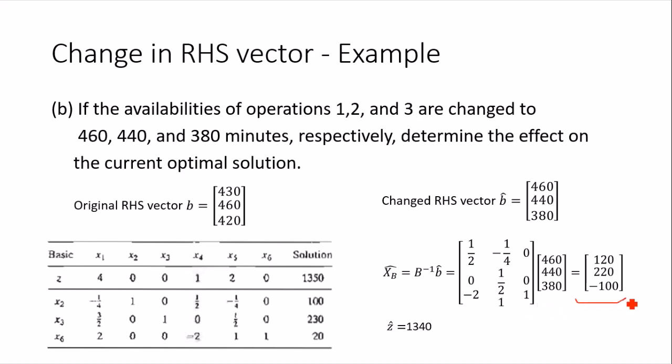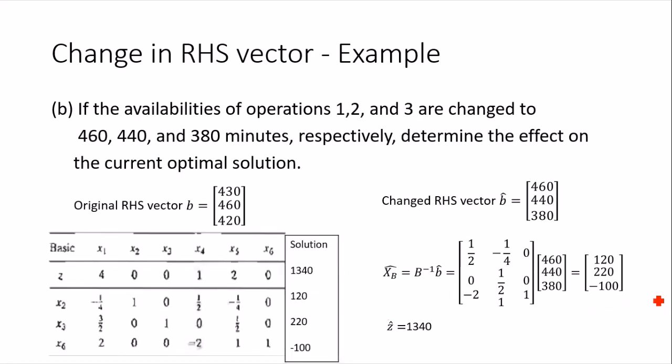This solution you directly substitute into the optimal table. This one is the optimal table which was given to me. In the solution column, this complete column is going to be entirely changed. The Z value 1350 will be replaced by 1340, and these 100, 230, 220 will be replaced by 120, 220 and minus 100. So let's do that replacement. You'll see that we have got a new table. The rest of the values are the same.